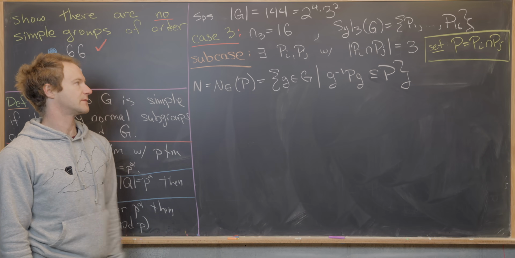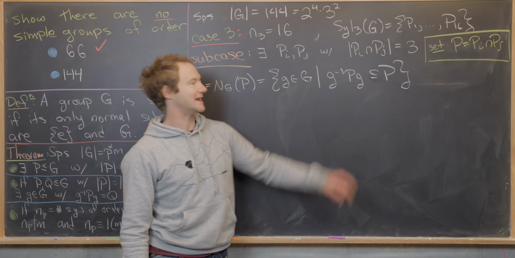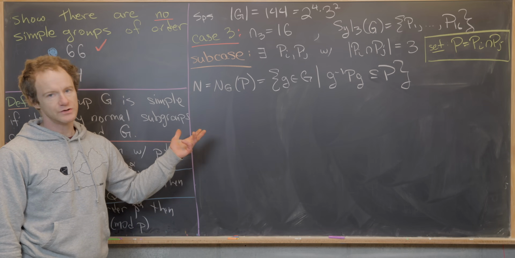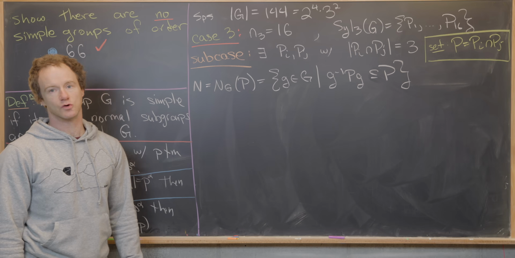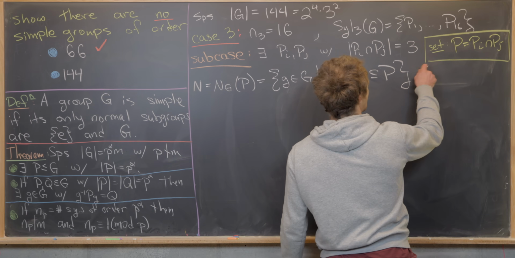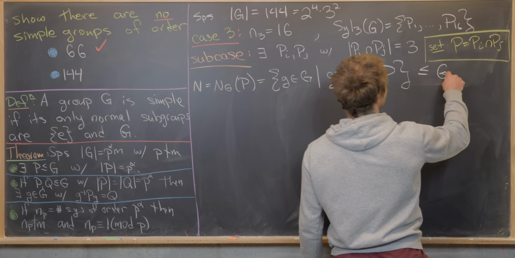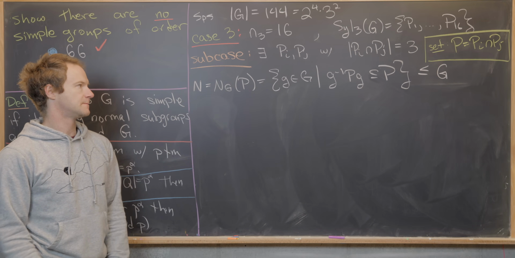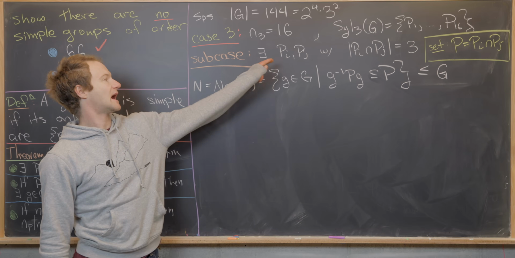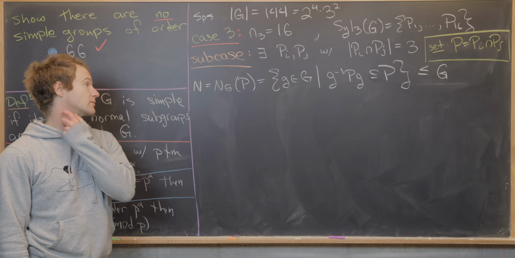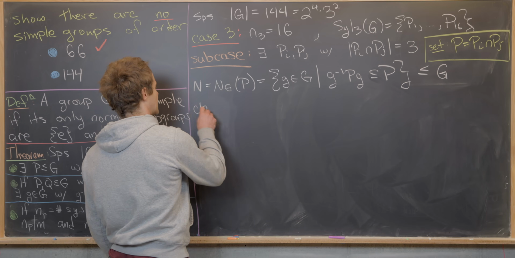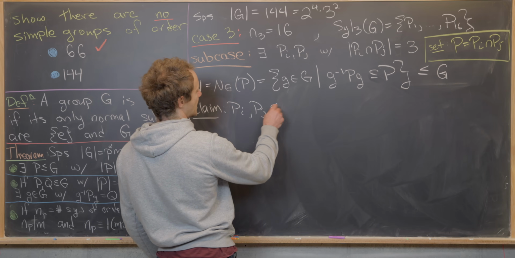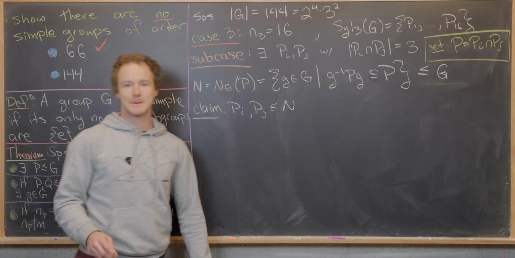So we've got this old subgroup P, which we created by intersecting 2 of our Sylow 3 subgroups, then we created a new subgroup N by looking at its normalizer. So let's just point that out over here by saying that this is a subgroup of G. Now, before we talk about the order of N, I want to notice that Pi and Pj are both subgroups of N. So let's make that little claim here. So Pi and Pj are both subgroups of N.